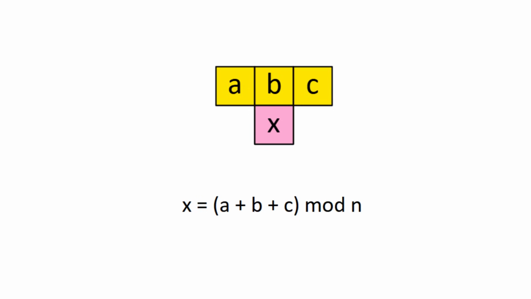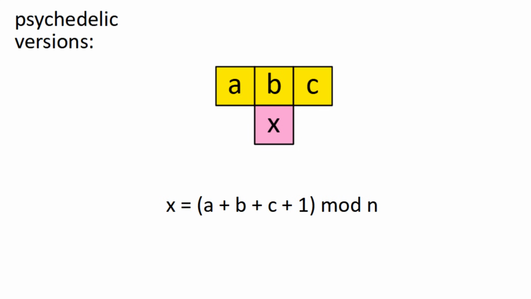Out of all the variants, I think the shadow skew variation has to be the most mysterious type. My next idea was the following. Before the modulo operator, just add 1. I've decided to call these the psychedelic versions, for reasons that will become apparent.